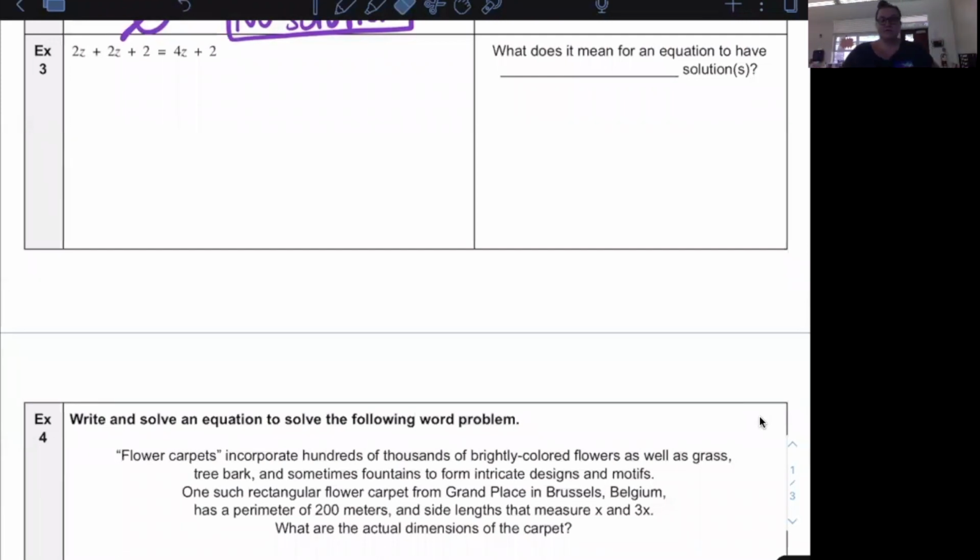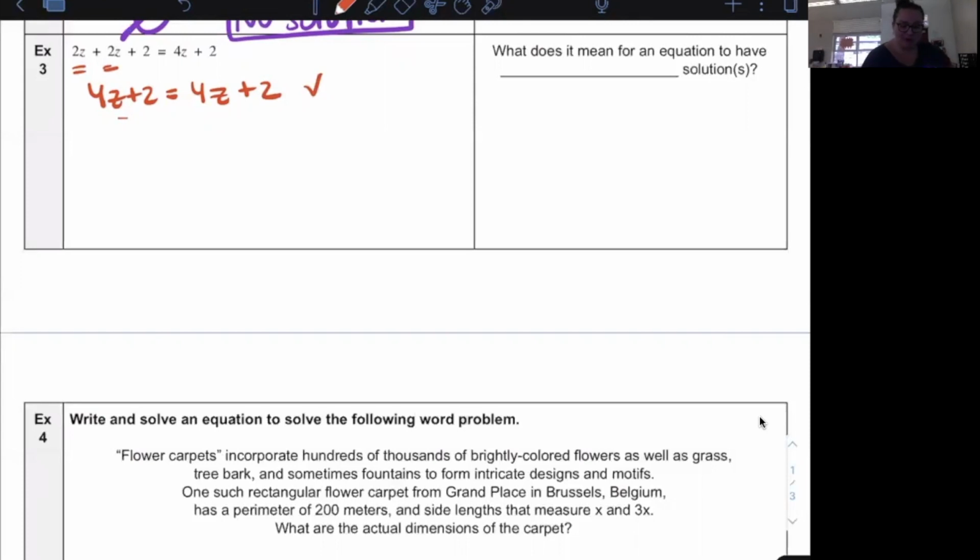So your very first step should have been to combine the like terms of 2z and 2z, which gives you 4z plus 2 on the left side is equal to 4z plus 2. Well, is 4z plus 2 the exact same thing as 4z plus 2? Aren't the left-hand side and the right-hand side of this equation already the exact same? They are. So you can actually stop there if you understand that, or you can keep going.